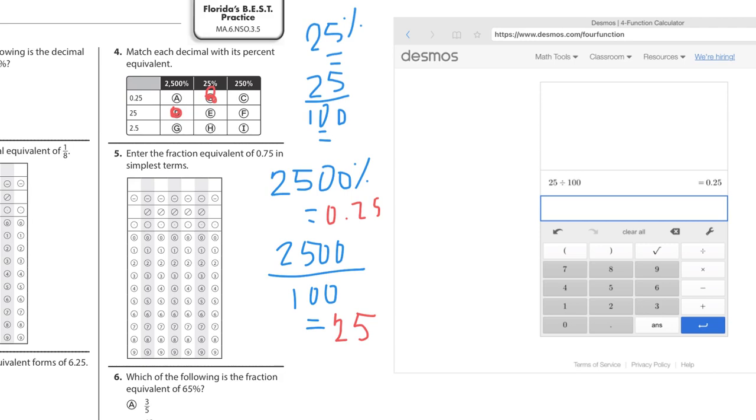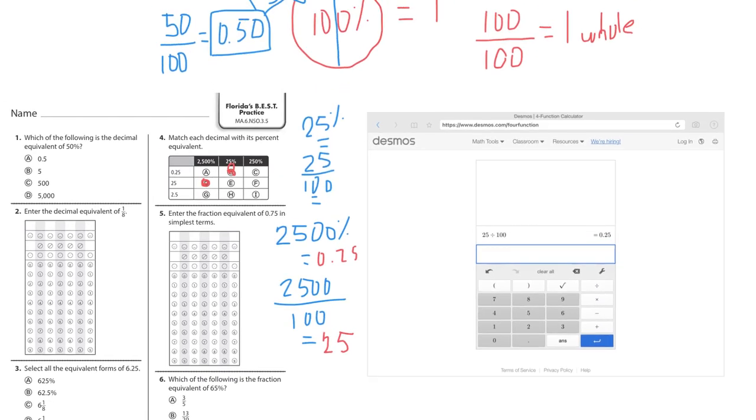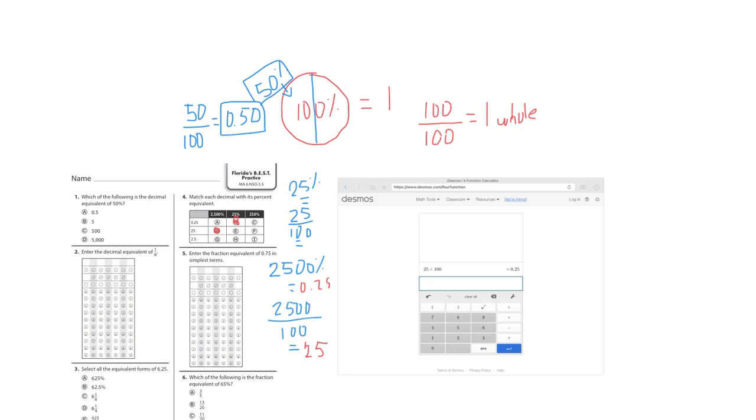Now 2.50 and 250%. So let's look at that one because that one's very interesting. 250%. 250% is 250 divided by 100, which is 2.5.